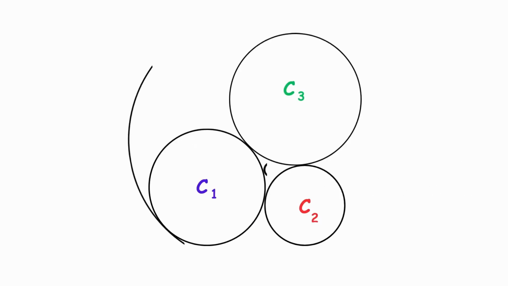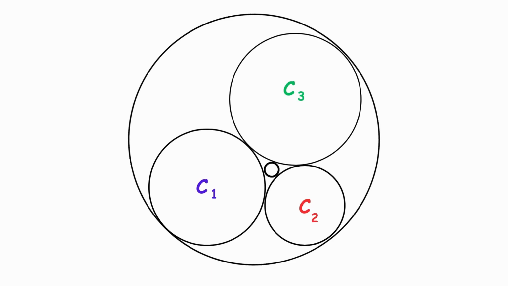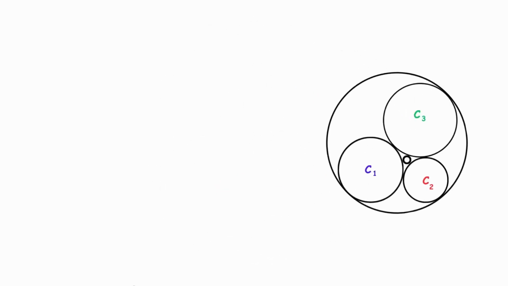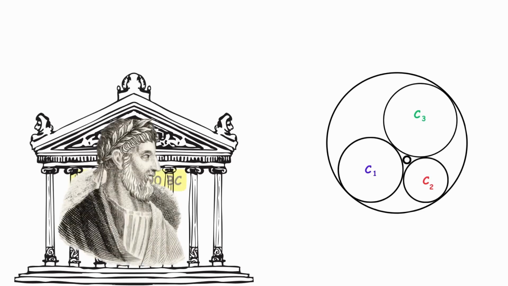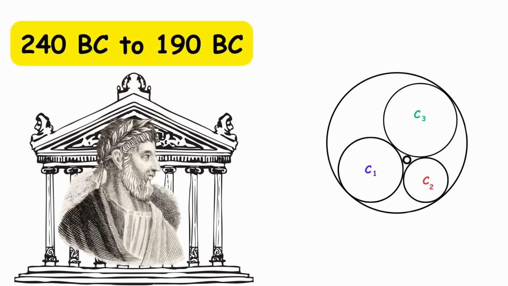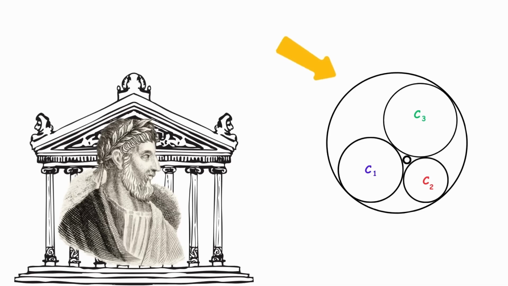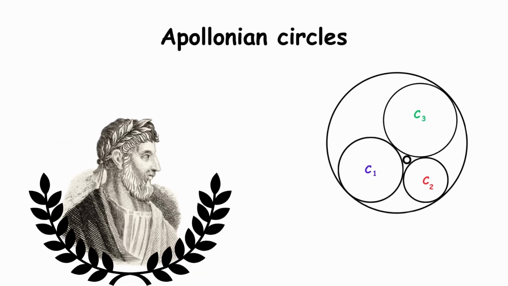Now that we have these three circles, we can always draw exactly two more circles that are tangent to all of the first three circles. This was discovered by the ancient Greek mathematician Apollonius of Perga, who lived from 240 BC to 190 BC. Because of this, when 5 circles are arranged in this way, they are called Apollonian circles, in his honor.